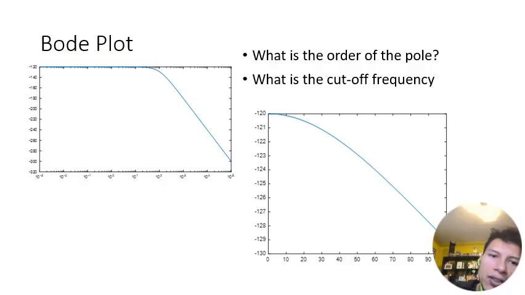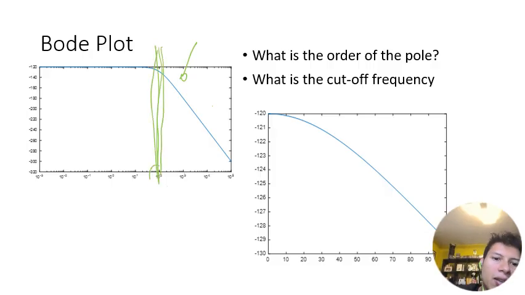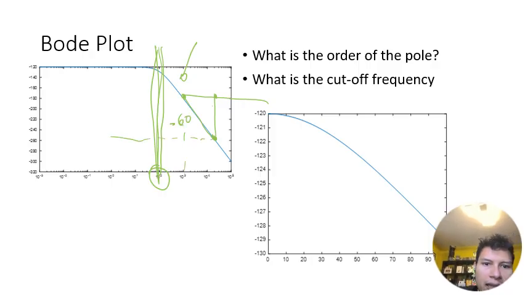Okay, so let's say I gave you this Bode plot, and I told you this was a simple low-pass filter. What's the order of the pole that you cross around here? Can anyone tell me? Well, what is the slope from here to here? So what you can do is just look at the slope. And what you see is that actually we fall by a factor of -60 decibels.